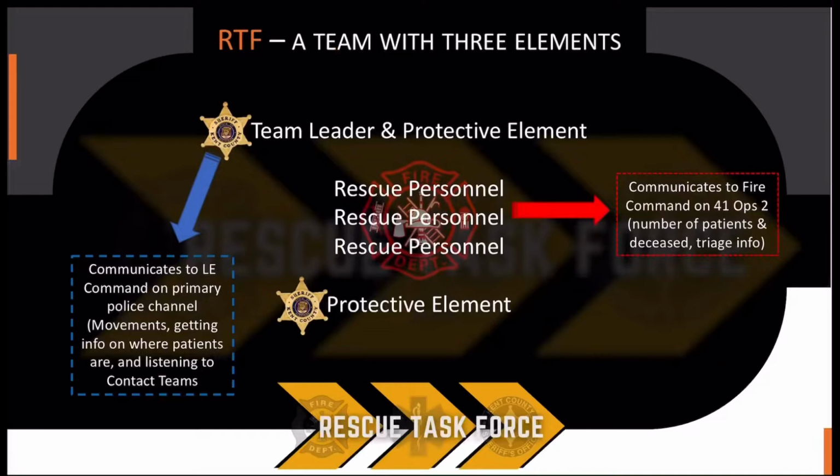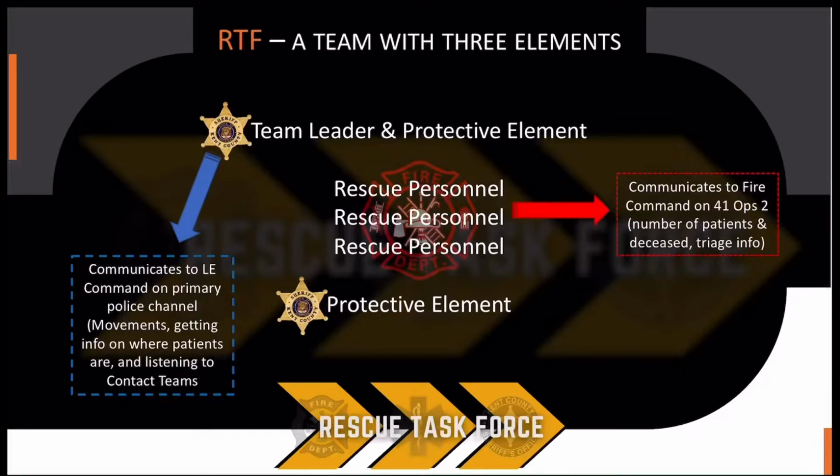We're going to have a team leader, and that's going to be our protective element. Our team leader is going to be part of either King County Sheriff Department or another law enforcement agency. And they're going to be the ones that are leading us through a warm zone, which we'll talk about here shortly. But they're going to be leading us through this incident, trying to locate patients. And of course, their primary role is going to be to protect us.